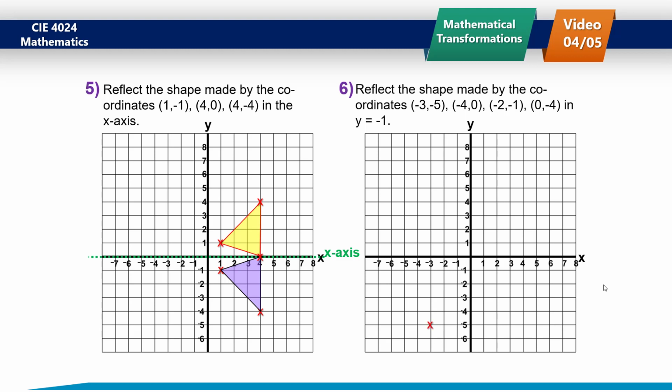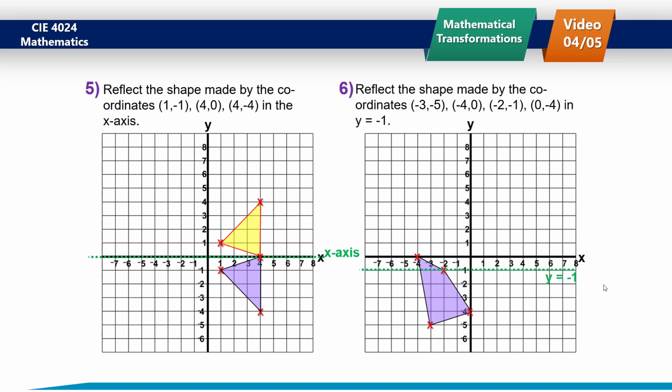Question number 6, reflect the shape made by the coordinates (-3, -5), (-4, 0), (-2, -1), (0, -4) in the line y equals -1. So first of all we will plot these coordinates and then join them so that we can have the shape. Joining these points will give us the shape, and remember we have to reflect it in the line y equals -1. So y equals -1 is this line.